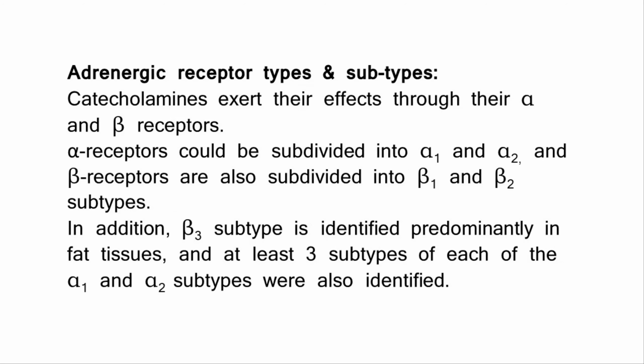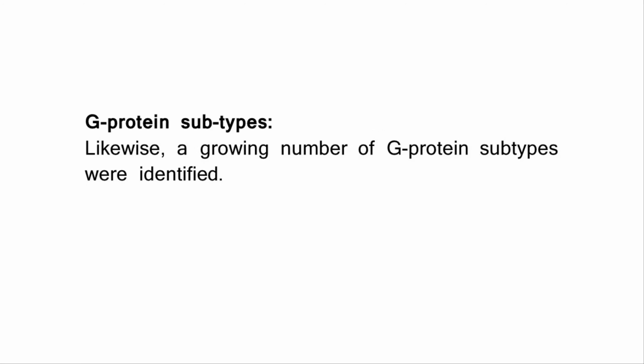Adrenergic receptor types and subtypes. Catecholamines exert their effects through their alpha and beta receptors. Alpha receptors could be subdivided into alpha 1 and alpha 2, and beta receptors are also subdivided into beta 1 and beta 2 subtypes. In addition, beta 3 subtype is identified predominantly in fat tissues, and at least 3 subtypes of each of the alpha 1 and alpha 2 subtypes were also identified. G protein subtypes. Likewise, a growing number of G protein subtypes were identified.